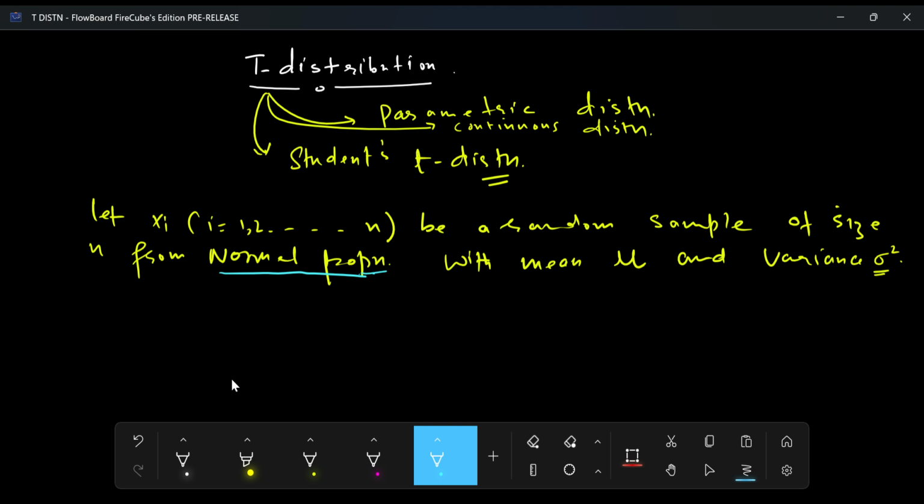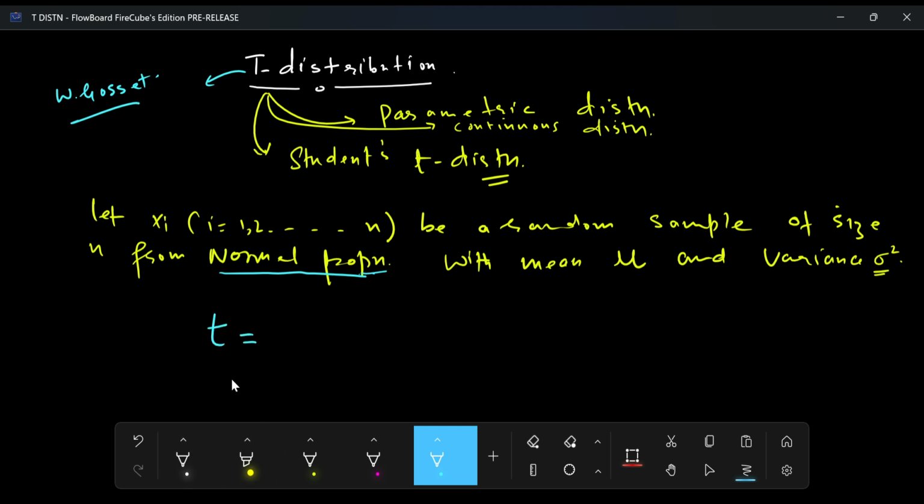This T distribution was given by W. Gossett, and one of his students worked with him. The name of his student is not known. That's why this distribution is called T distribution or Student's T distribution, as his student worked with him on this distribution, and he wrote it under his name, Student T distribution. Clear?